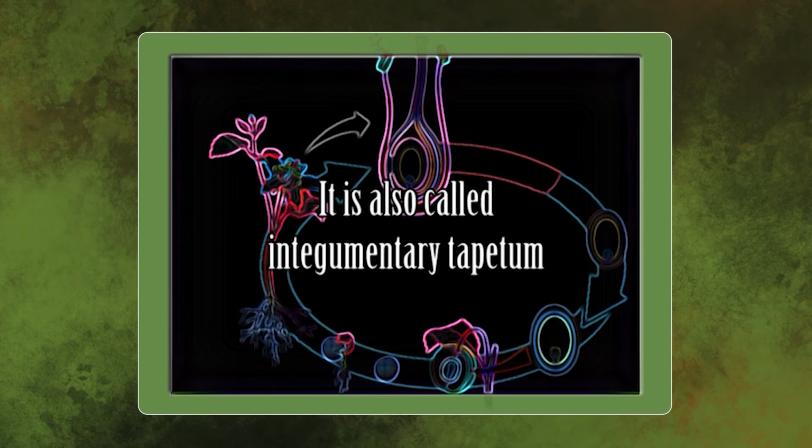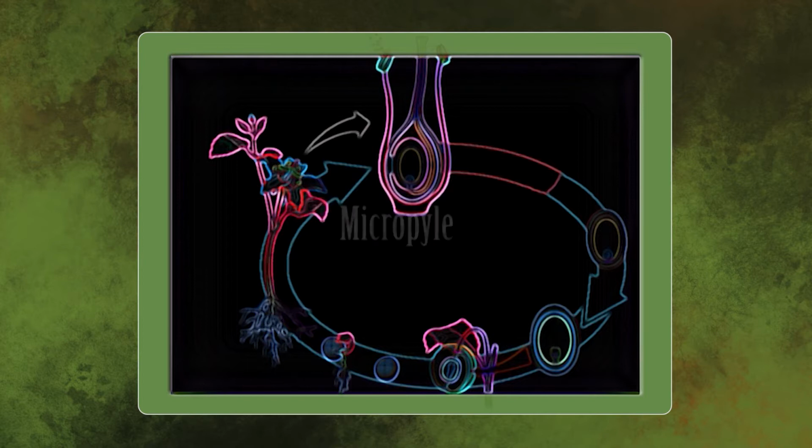Although detailed structural and physiological studies about endothelium are lacking, its presence around the embryo sac and its cytological features suggest that it may be functionally similar to the anther tapetum which surrounds the sporogenous tissue, and hence it is also called integumentary tapetum. Next is micropyle.